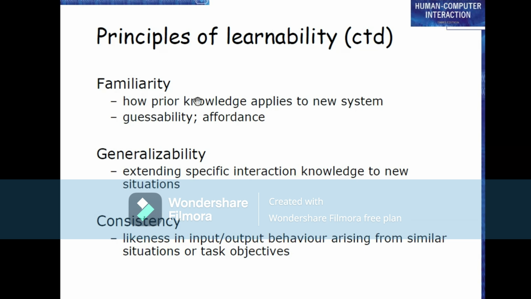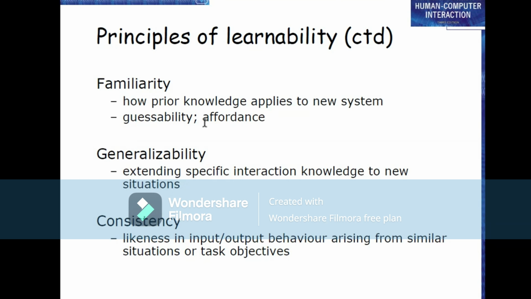So that is the relation between what the user already knows, how much they know, and what knowledge is needed to use the current system or interact with it. So the relation between these two entities is called familiarity. Now, how should we follow or apply this familiarity principle? We can also relate this with guessability and affordance.